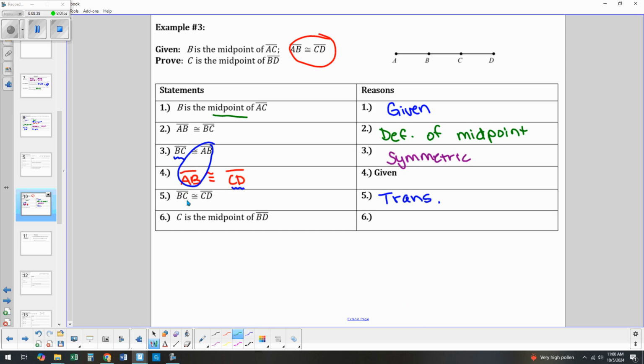And now my very last step, I knew that BC and CD were congruent, so now I'm saying C is the midpoint of BD. I see the word, I'm going to use the definition of that word. So this is one of the instances where we're using the word in the same line that we see it.